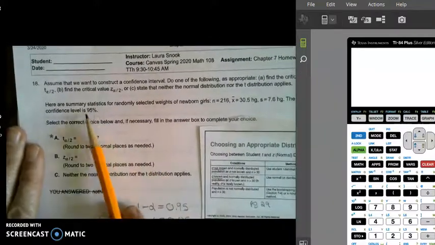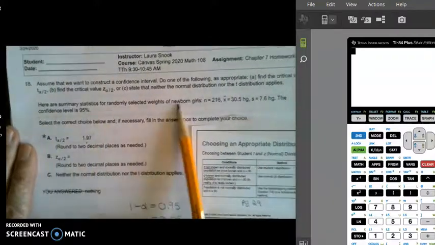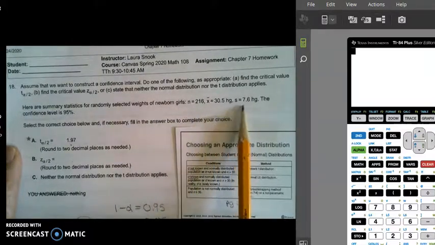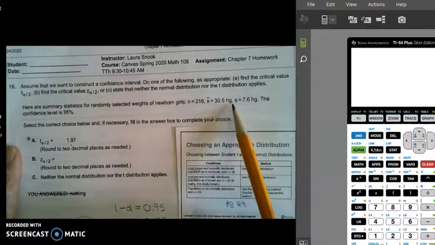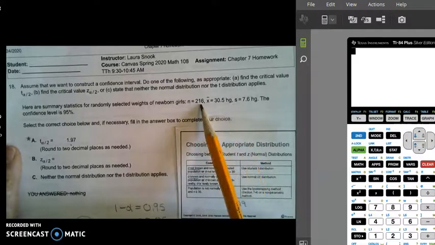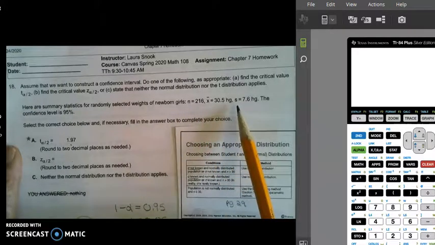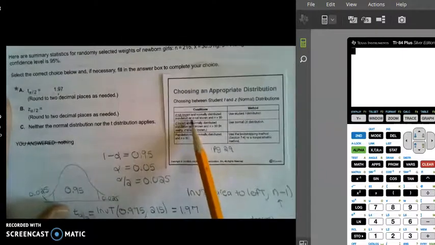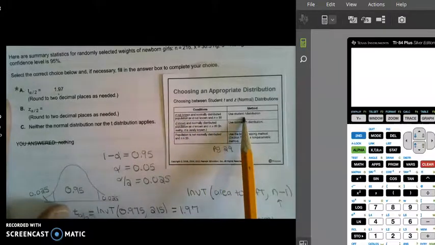Here are the summary statistics. N is 216, X bar is 30.5, and S is 7.6. S is not sigma. S is a sample standard deviation from the sample of 216 baby girls. We don't know sigma. They don't give us this one. So since sigma is not known, you can use a T value. If sigma is known, you can use a Z value.